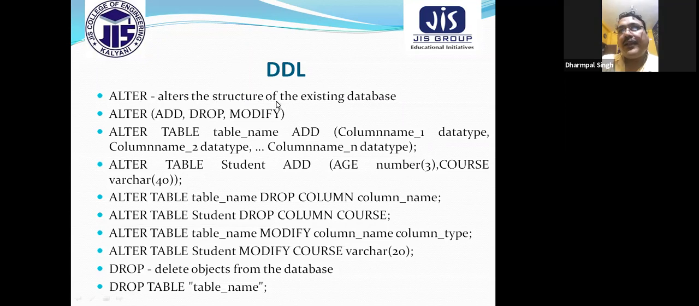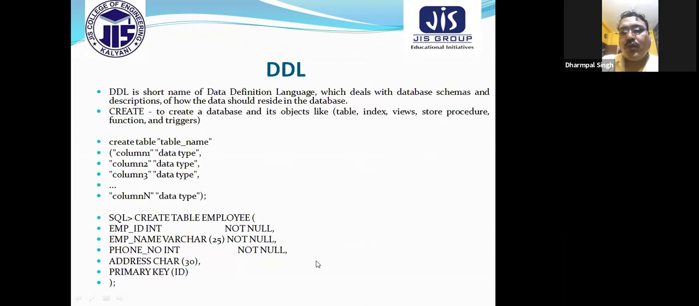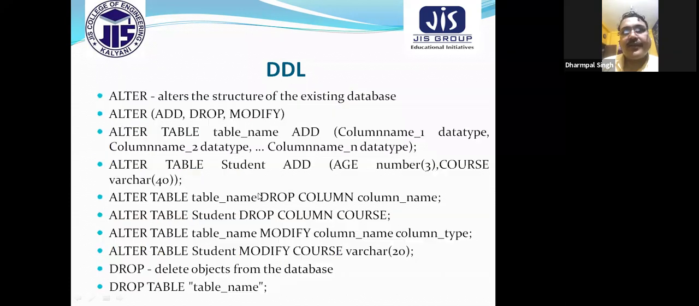Alter the structure of an existing database, meaning whatever the database structure is. Suppose there is one table like this which already exists. My task here is that I want to perform some alteration. How can we do it? Alter we can do in three ways. We can add, meaning I can add my pocket. I can delete my pocket, meaning whatever pocket exists. I can also modify the size of the pocket. So different things we can do in case of alter.